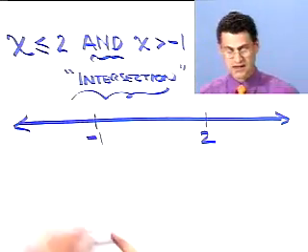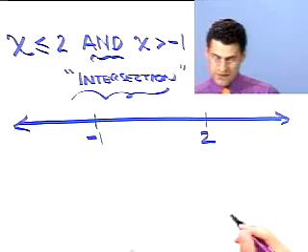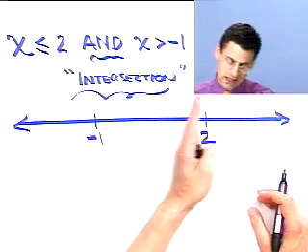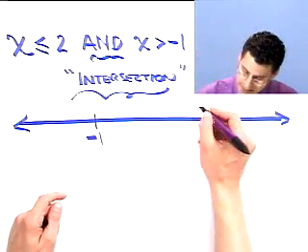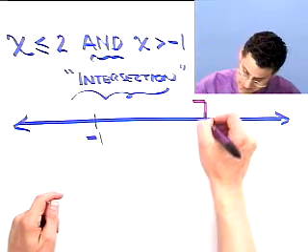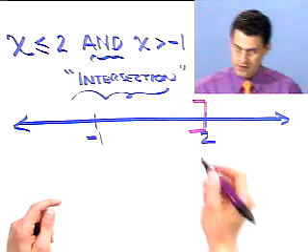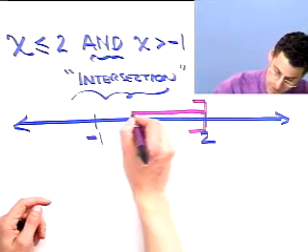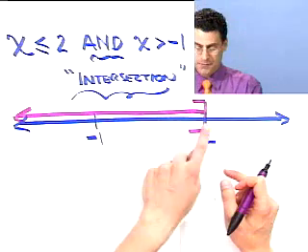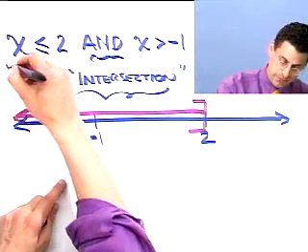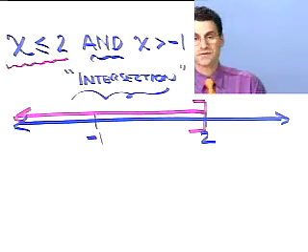X is less than or equal to 2. That means all the points to the left of 2, but I'm also allowed to equal 2. So in fact, I put a right bracket that looks like this, which means I'm allowed to equal 2, and then all these points here. Those are all the points that will satisfy this first inequality.